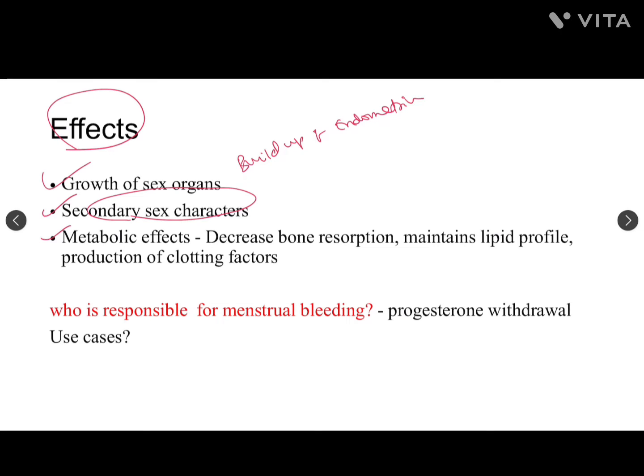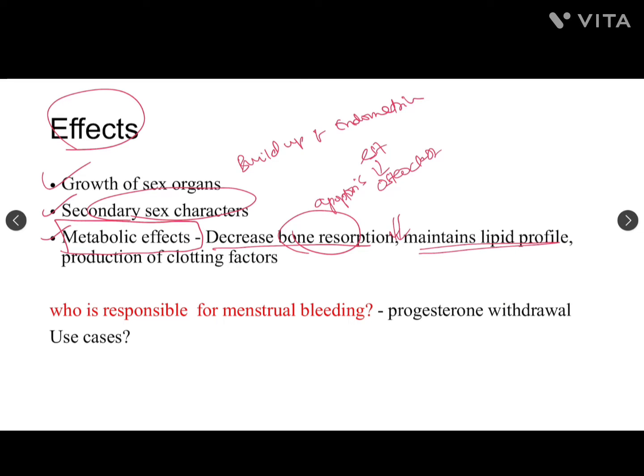Apart from that, estrogen also has many metabolic effects which are very important to be discussed here. We are going to discuss three of them. One is it decreases bone resorption. How does it do that? When estrogen interacts with osteoclasts, it causes apoptosis of osteoclasts. Thereby it decreases the resorption of bone, and it also prevents osteoporosis.